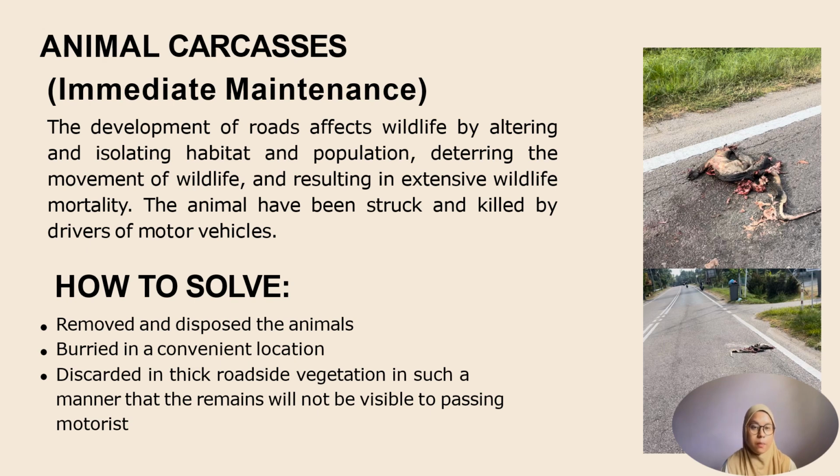The next type of damage is animal carcasses. Animal carcasses are also in the category of immediate maintenance. The development of roads affects wildlife by altering and isolating habitat and populations, deterring the movement of wildlife and resulting in extensive wildlife mortality. Animals have been struck and killed by drivers of motor vehicles.